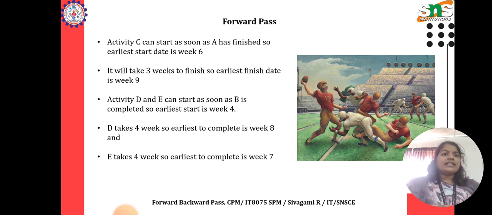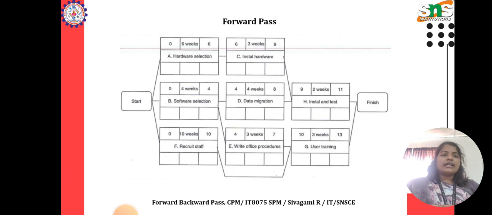Activity C can start as soon as A is finished, so its earliest start date is week 6. It will take 3 weeks to finish, so the earliest finish date is week 9. Activities D and E can start as soon as B is completed, so the earliest start is week 4. D takes 4 weeks, so it completes by week 8, and E takes 3 weeks, so it completes by week 7. Here I give a flow chart.